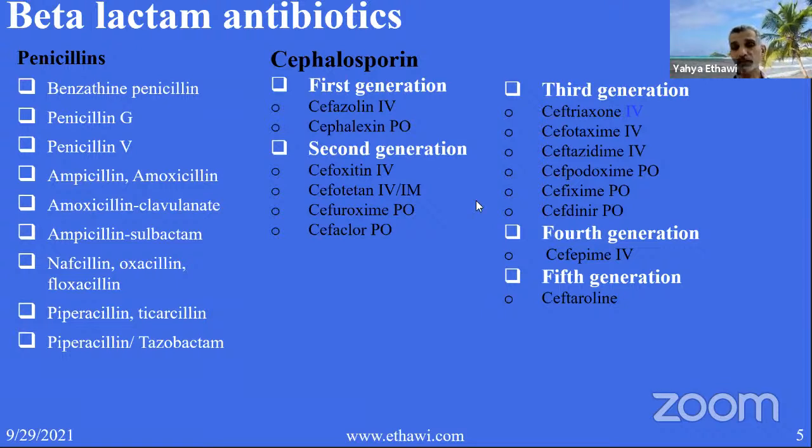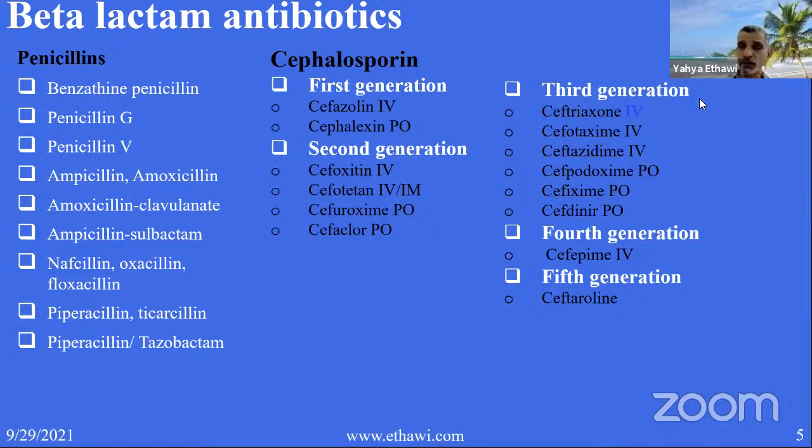We have also the 2nd generation. Examples are cefoxitin, which is IV, and cefotetan, which is IV and IM, and cefuroxime, which is PO, and cefaclor, which is PO. The 2nd generation has more coverage of gram-negative, and it also covers gram-positive. We have oral forms, and it's a little bit longer acting. The 3rd generation becomes more gram-negative than gram-positive.